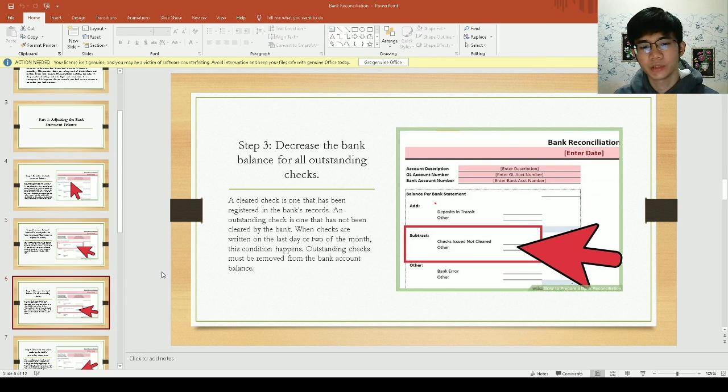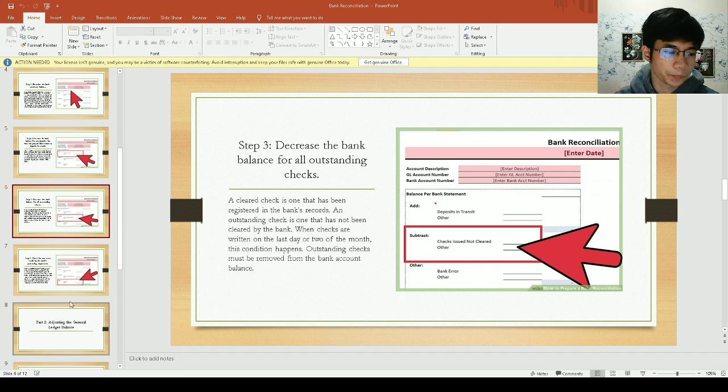Step 3 is to decrease the bank balance for all outstanding checks. A cleared check is one that has been registered in the bank's records. An outstanding check is one that has not been cleared by the bank. When checks are written on the last day or two of the month, this condition happens. Outstanding checks must be removed from the bank account balance.